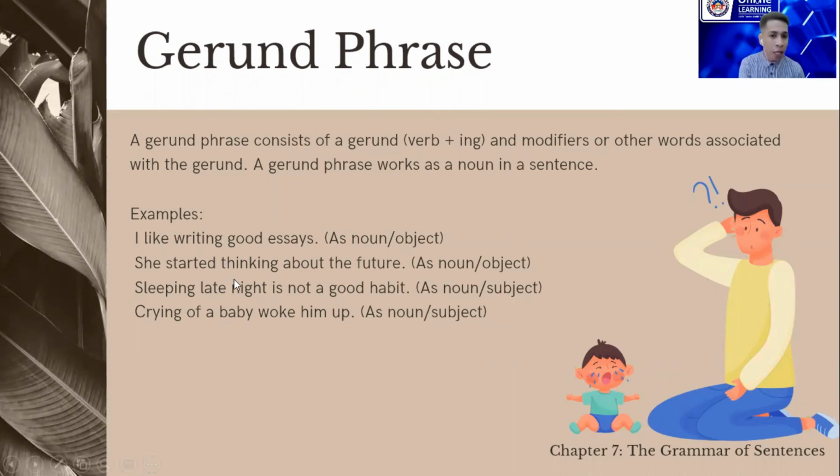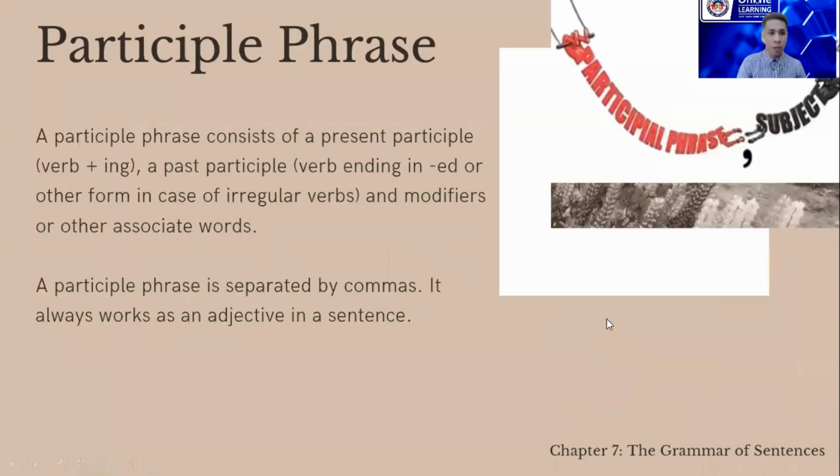She started thinking about the future. Sleeping late night is not a good habit. Sleeping here is not a verb because this one is the manner of the sleep. Crying of a baby woke him up. So that's another example. So participle phrase, this one consists of a present participle, verb plus ing.